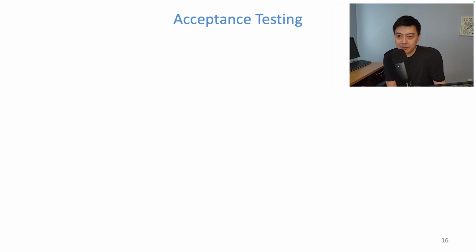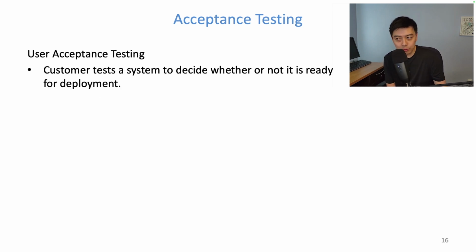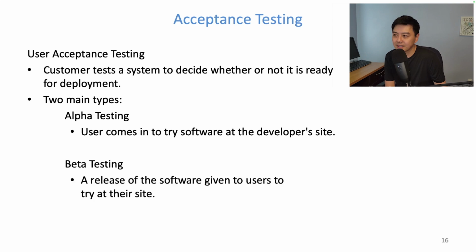All right, so acceptance testing. This is also called user acceptance testing, UAT. This is where the customer tests a system to decide whether or not it's ready for deployment, and usually it is on user-centered data. There are two main types we'll talk about here, alpha testing as well as beta testing. Alpha testing and beta testing could both be manual testing as well as automated testing. We could actually write automated versions of these tests, but usually we look at it more as manual testing.